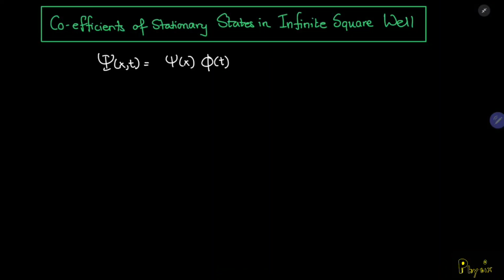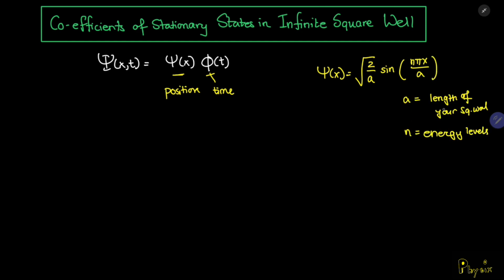We know that our total wave function can be written down as a position-dependent part and a time-dependent part. For the infinite square well, we know that the position-dependent part, psi of x, has a general solution that looks like the square root of 2 all over a times sine n pi x all over a. But what really is the case is that since the energy levels are positive integers, your total wave function, that is the position-dependent part, can be expressed as a linear combination of all of these.